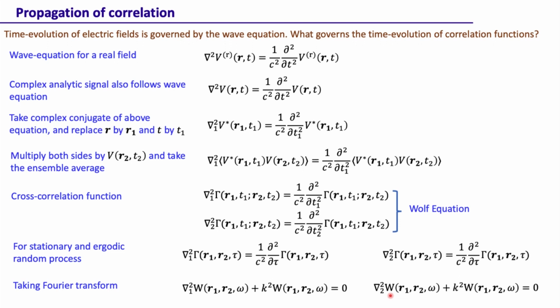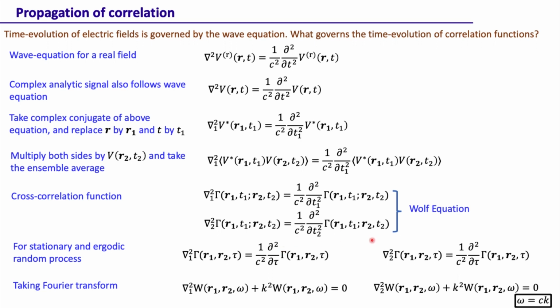So essentially, just like the field, the correlation function also satisfies the wave equation, but in this case it satisfies a set of two equations instead of just one. By solving these differential equations, we can find the correlation function at some other location if we know the correlation function at some initial location. This is how we handle the propagation of correlation through a differential equation.